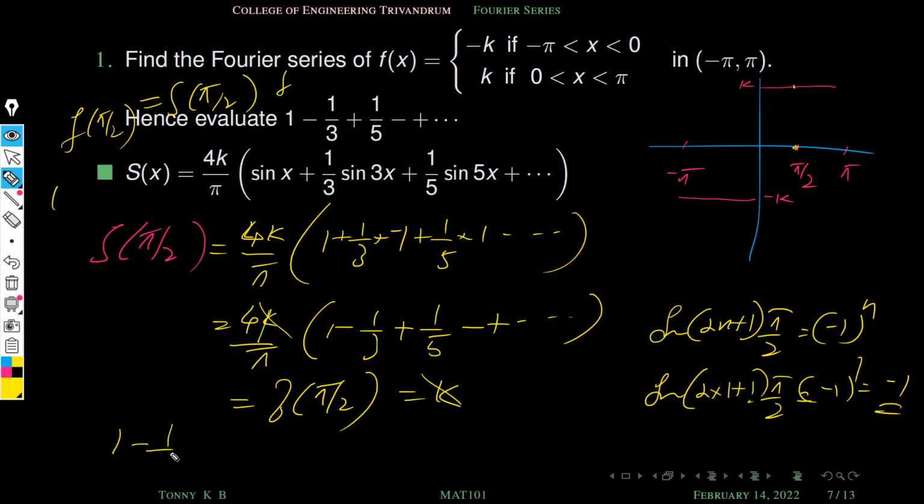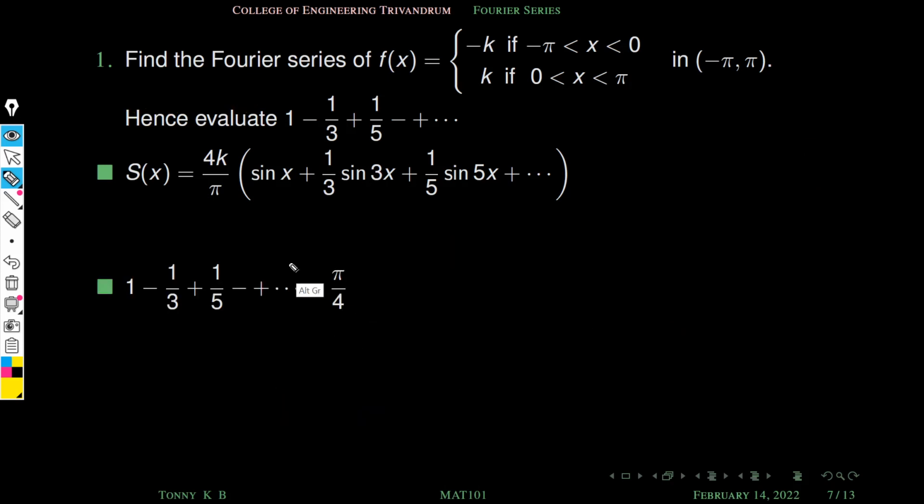So what is 1 minus 1 by 3 plus 1 by 5 minus plus etc.? That is equal to, we can cross multiply this 4 by pi to the right side. This is now 1. Okay, you can cancel this k. So that is pi by 4. Right, you got it. So the sum of this alternating infinite series is equal to pi by 4. This is one mathematical application of Fourier series. We can evaluate the value of some complicated infinite series. Yes, so this is equal to pi by 4.